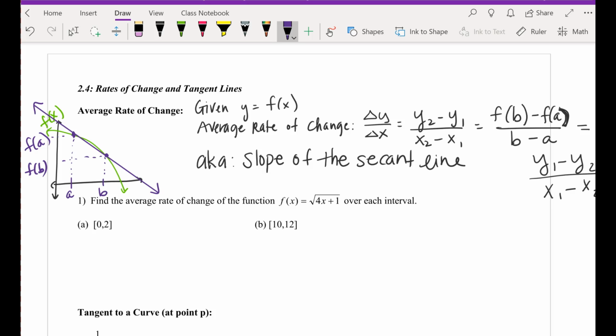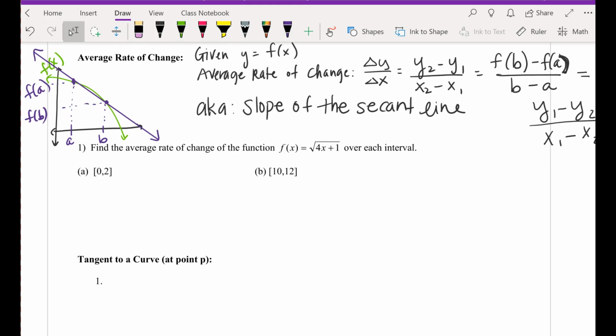So I can't calculate it at every point, because every single point is going to have a different rate of change. But if I pick 2 points, then the change between them would be the slope. Later, we're going to do the tangent, which is different from secant. Okay, let's do the math.